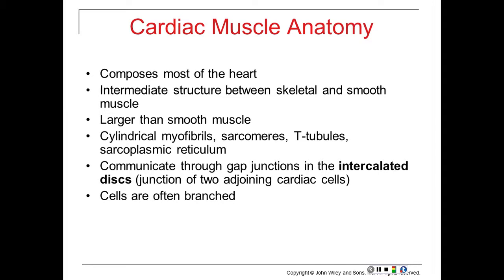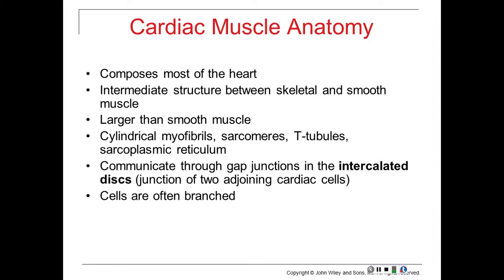Cardiac muscle is the type of muscle that composes the heart. It's kind of an intermediate structure between our skeletal muscle and smooth muscle. It's a little more neatly arranged than our smooth muscle, but quite different from our skeletal muscle. It's larger than smooth muscle. There are cylindrical myofibrils, sarcomeres, T-tubules and sarcoplasmic reticulum. So in that respect, it's very similar to our skeletal muscle. But they communicate through gap junctions called intercalated discs, which attach adjoining cardiocytes, or cardiac cells.